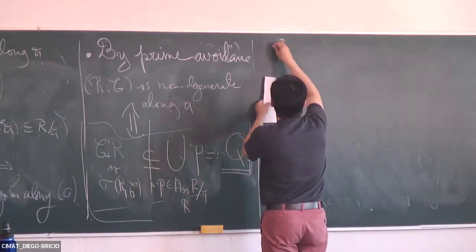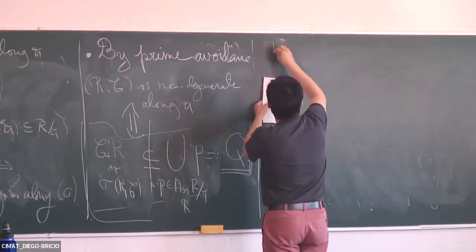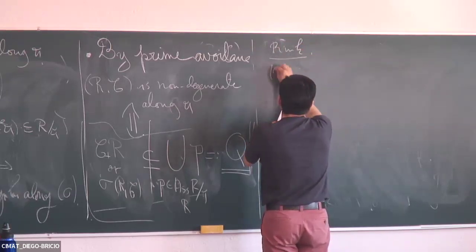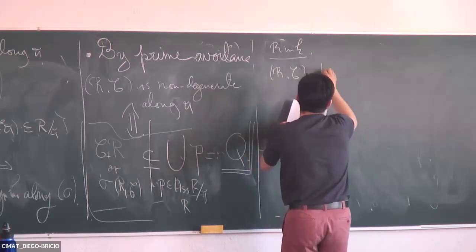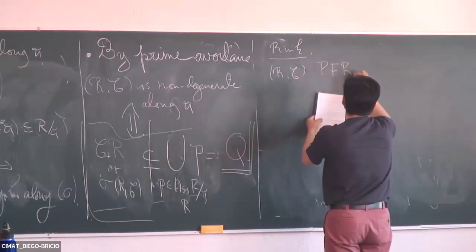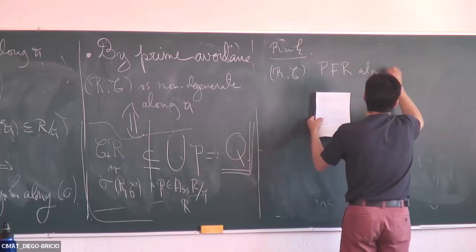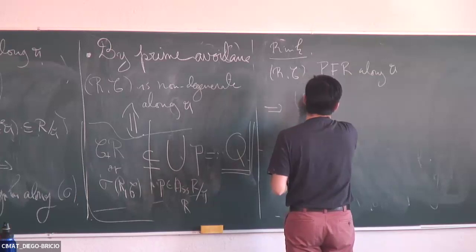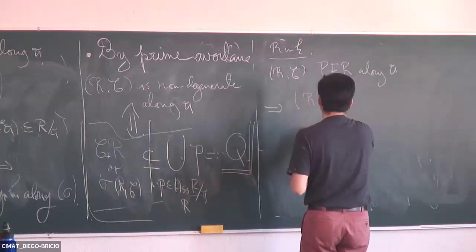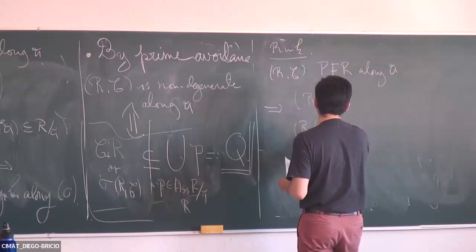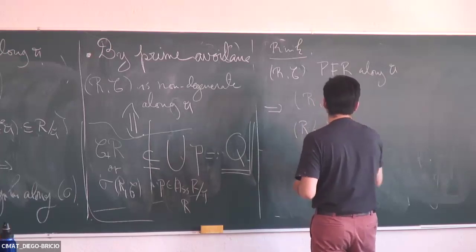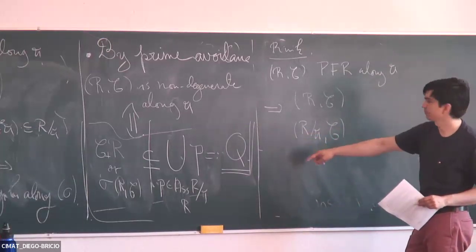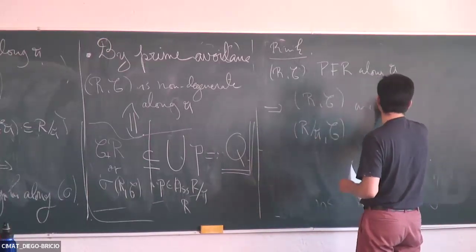Observation exercise. I guess then you can go for another remark, which you're going to have to do as an exercise. If R, C, let me say, is purely F regular along A, then let's say R bar, comma C. You see, C is gonna act on R modulo A. This R bar is F regular.